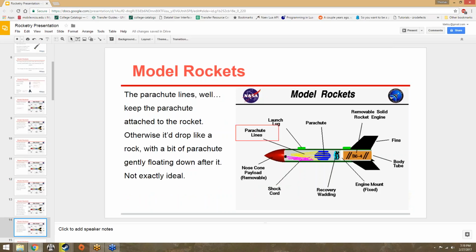Parachute lines keep the parachute attached to the rocket. Like I say here, otherwise it dropped like a rock with a bit of parachute gently floating down after it, which would sort of defeat the purpose. You want to make sure that the parachute slows down the rocket. That's kind of an important part of recovering a rocket and having a parachute to do that.